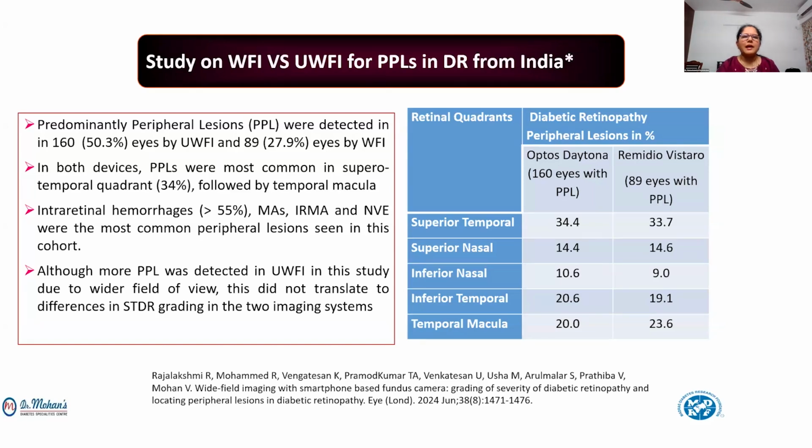And as I mentioned earlier, intraretinal hemorrhages were the most common peripheral lesion seen in this particular cohort. Although PPLs were detected much more by ultra-wide field imaging due to the wider field of view, a 200-degree field of view versus a 90-degree field of view in wide field imaging, it did not translate to differences in the detection of sight-threatening retinopathy between these two systems.